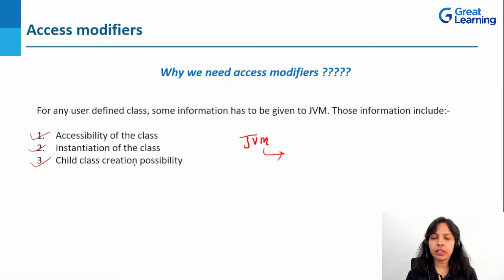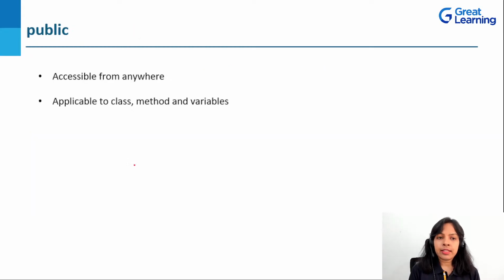Accessibility of a class, whether we can create an object of the class or not, and whether child class creation is possible or not. Similarly, for methods, different things are there: accessibility of a method, whether we can call the method directly with the name or need an object to call it, and whether we can override a method in the child class or not. So all these things. Okay, let's get started.